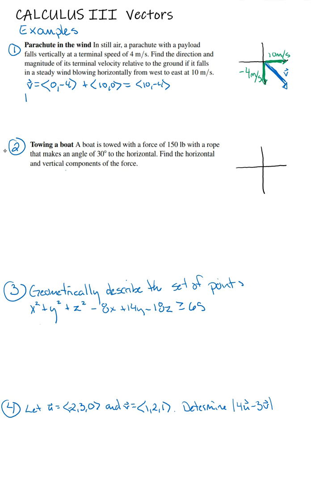So let's start with the magnitude. Easy enough. The formula for magnitude, we're going to take the square root of the sum of the squares of the components. So it's going to be the square root of 10 squared plus negative 4 squared, which gives us the square root of 116, I believe, which we can simplify just a bit. That simplifies to 2 square root of 29. All right, so there's our magnitude.